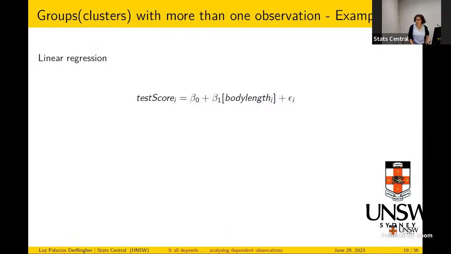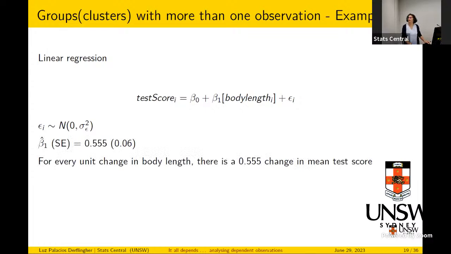We can do a linear regression, where we have our test score. Sorry for the formula, but test score is the outcome and the independent variable is body length. And that's what we want to see, if there's an association. And in this linear regression, our error, epsilon, has a normal distribution with mean 0 and variance sigma squared. If we run a model like that, we end up having this outcome. Our beta 1 hat, the estimate of our slope, is 0.555 with a standard error of 0.06.